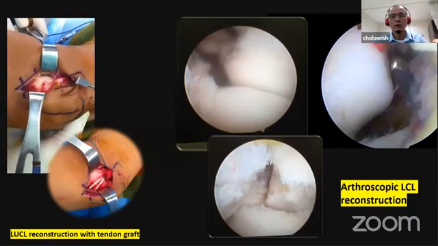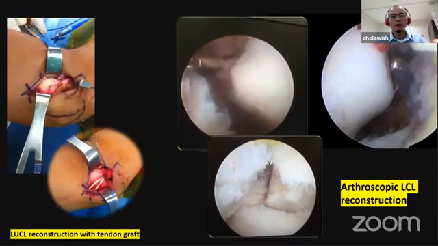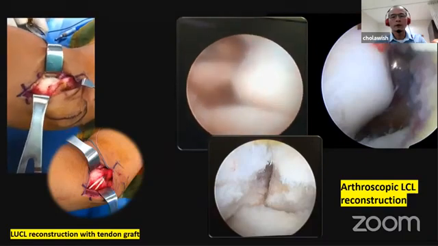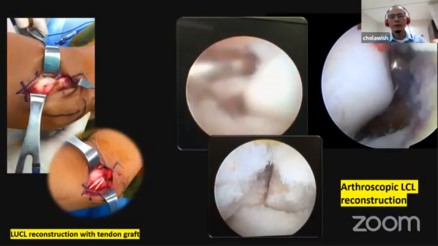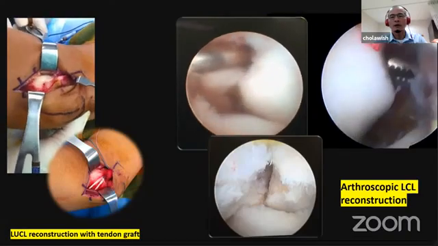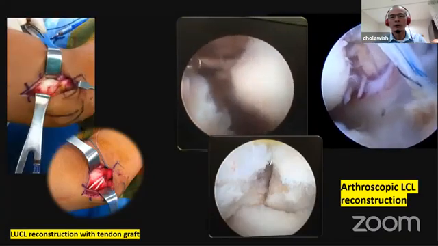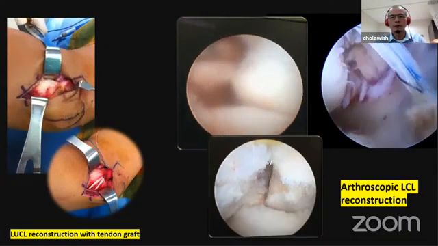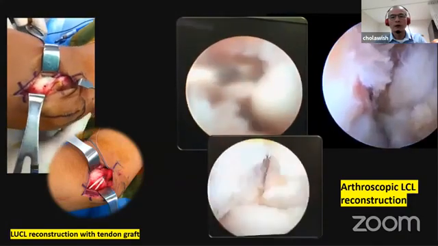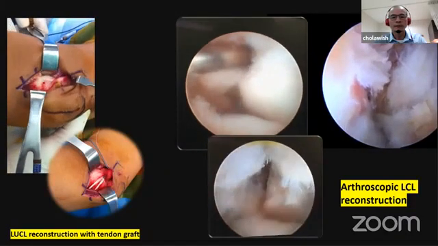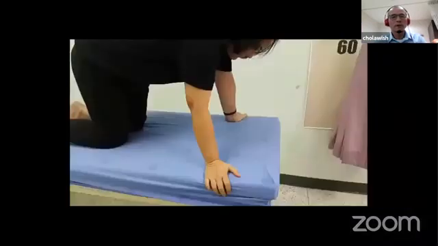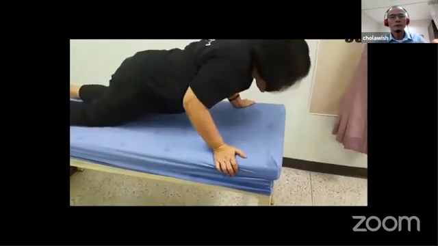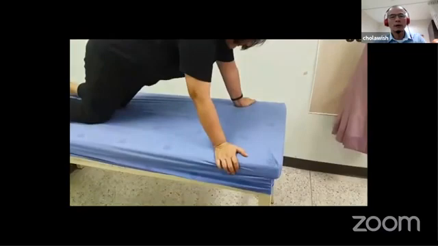How about the arthroscope? Later on, we moved to the arthroscope, and we found that arthroscopy can document ulnohumeral joint opening. Another case also had widening of the ulnohumeral joint. So we shifted to arthroscopic LCL reconstruction, and we can stop the opening there. Here is the follow-up. She can push up better and has no pain.